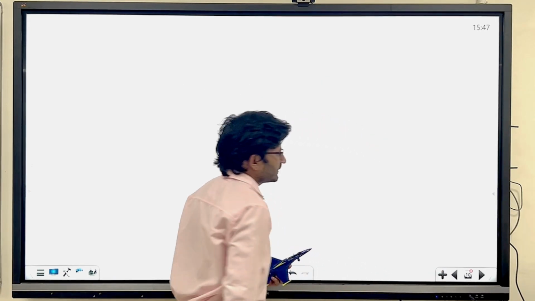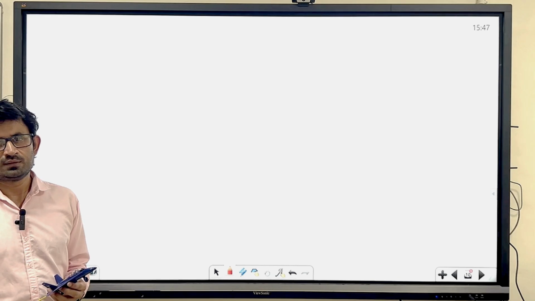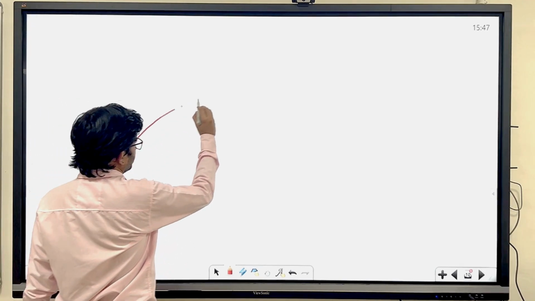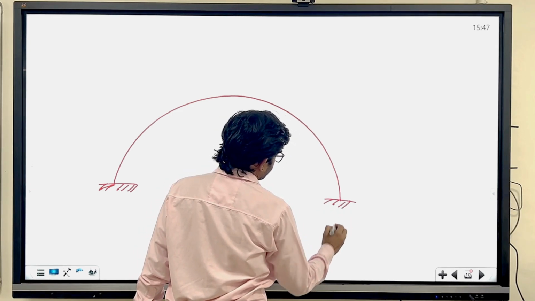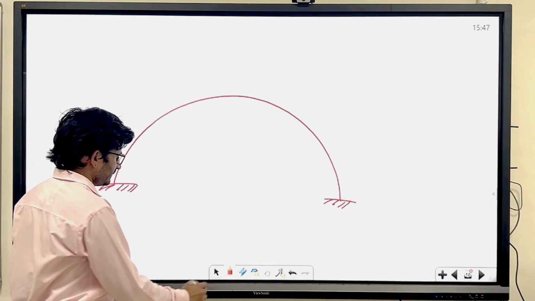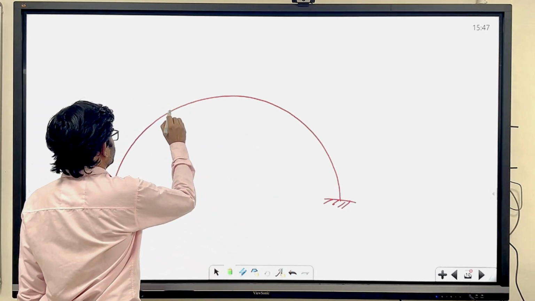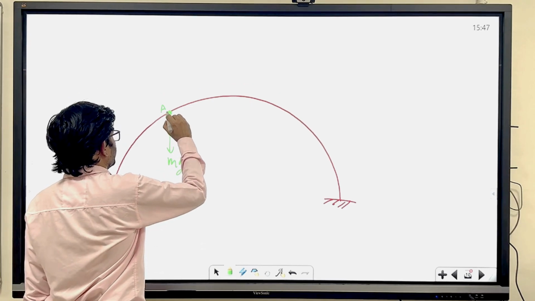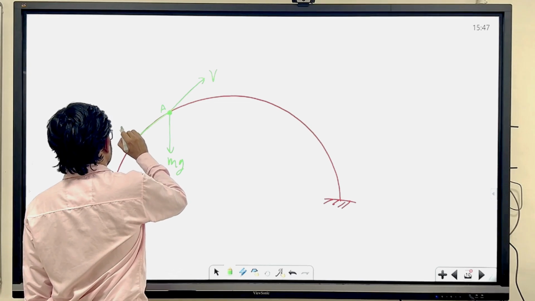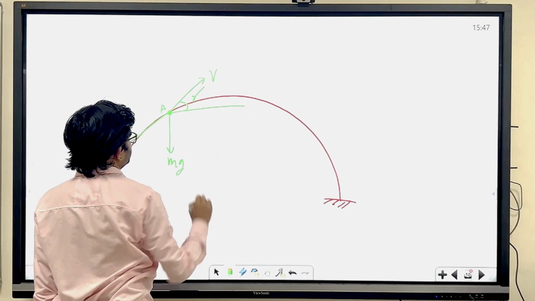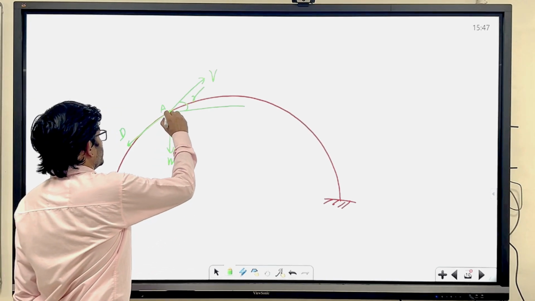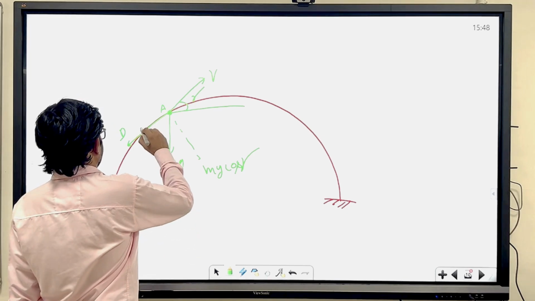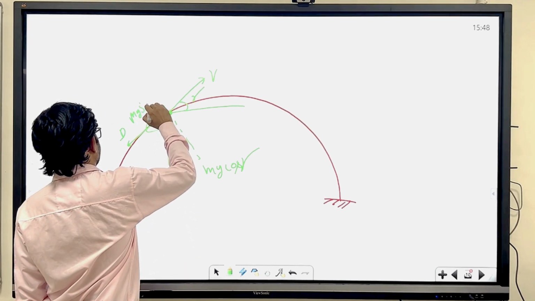We can discuss this by considering a simple point mass model. Let's say you have a stone in your hand, if you throw it, it will follow this parabolic trajectory. Consider any point A where your weight is acting downward and velocity is V, and opposite to this there is a drag. The angle you are making with the horizontal is gamma. If you resolve these forces, you get mg cos gamma, and in this direction mg sin gamma.